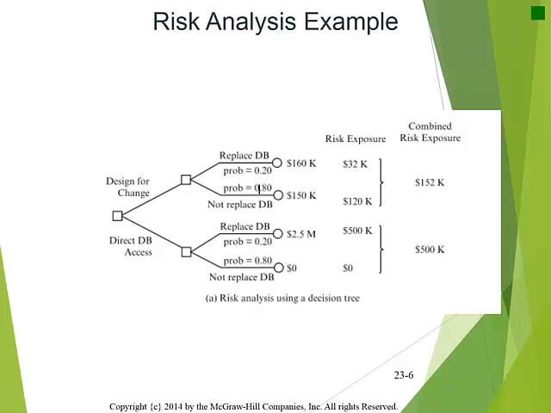Calculate the risk exposure, which is the loss probability multiplied by the loss magnitude. Enter the risk exposure results in the risk exposure column. For each option, add risk exposure results to get the combined risk exposure.